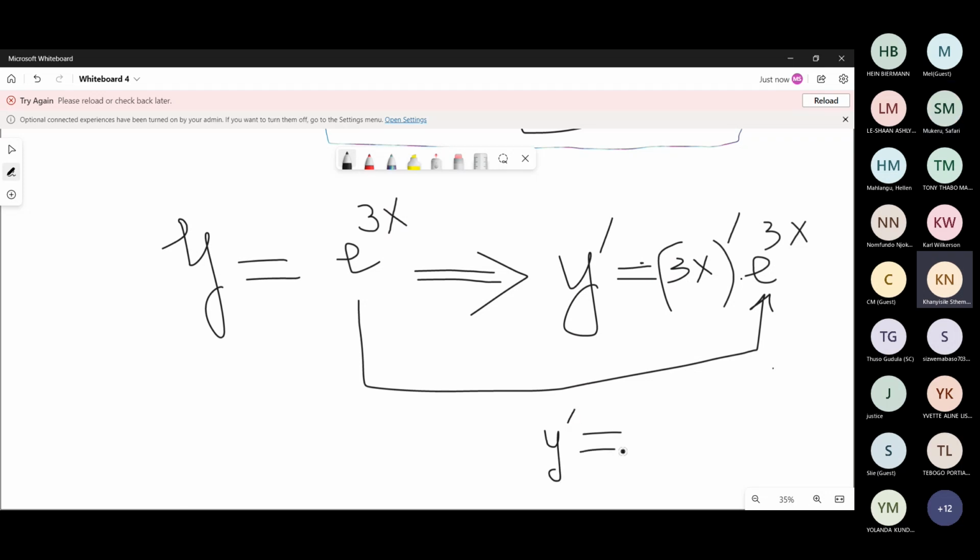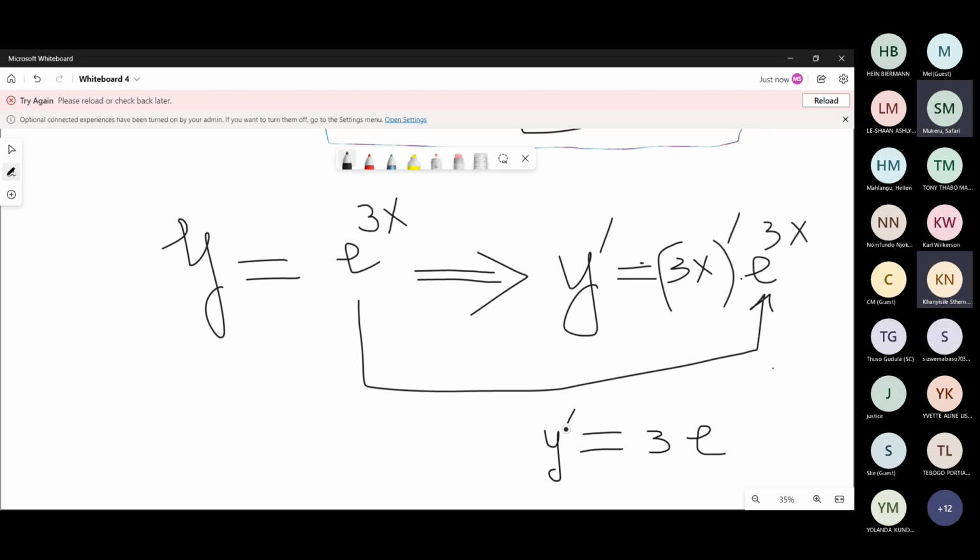What is the derivative of 3x? 3x prime, what is that? It's 3. Right? This derivative is also called prime. Yes, it's prime, x prime.